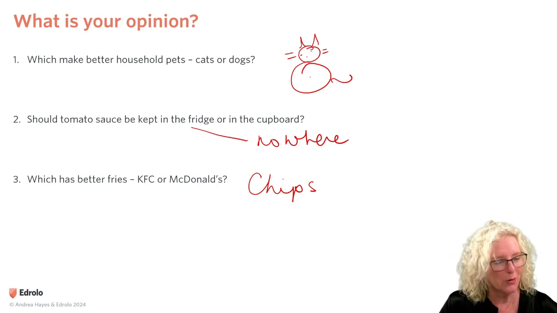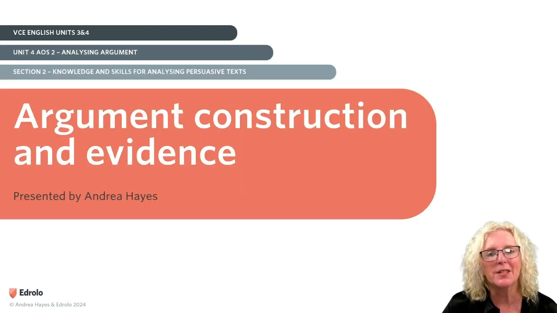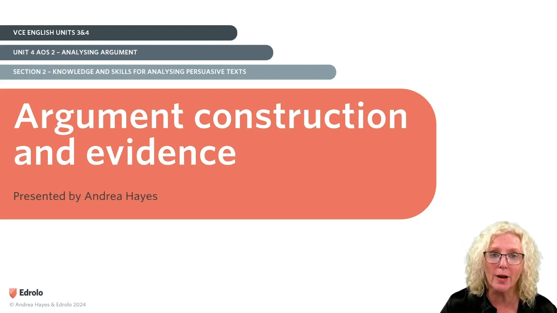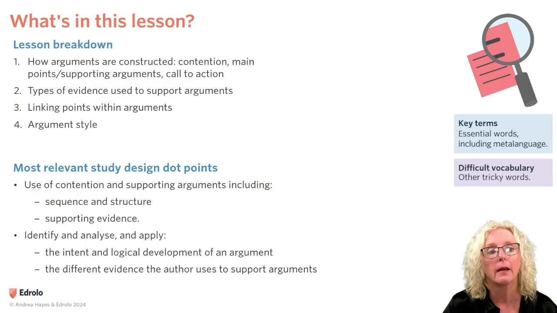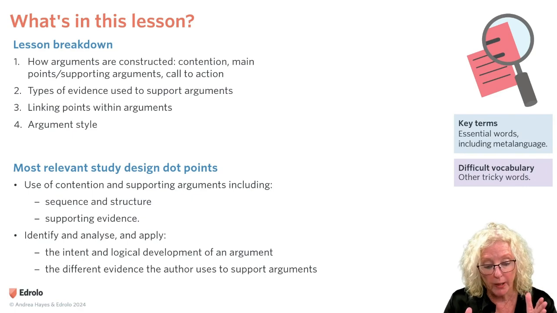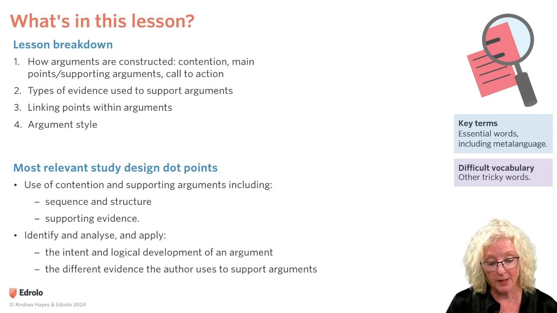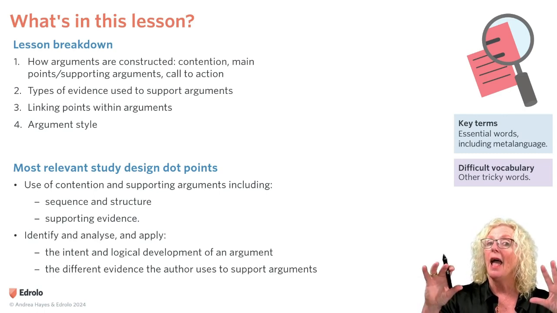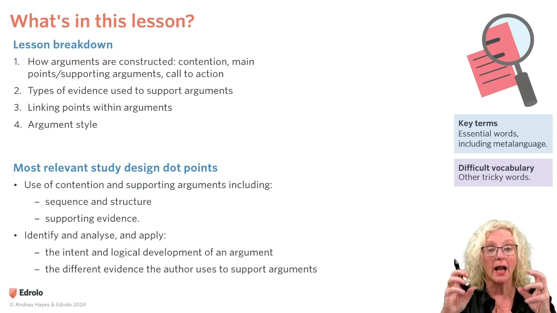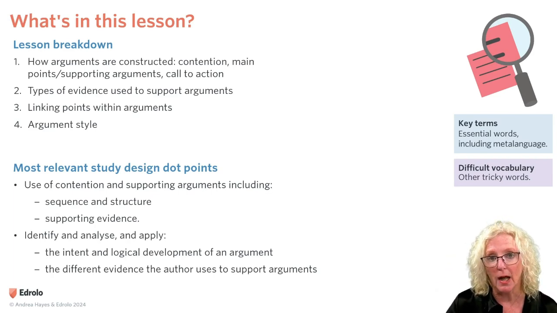Now let's move on to this lesson. This is section 2, Knowledge and Skills for Analysing Persuasive Texts, and this lesson is on argument construction and evidence. What's in this lesson? How arguments are constructed, including contention, main points, supporting arguments, call to action. You can put rebuttal point or counter argument in there as well. Types of evidence used to support arguments, how arguments are linked, the linking points within arguments, and argument style.